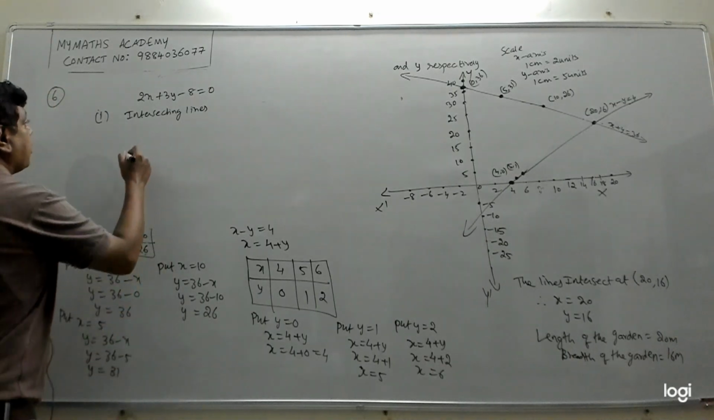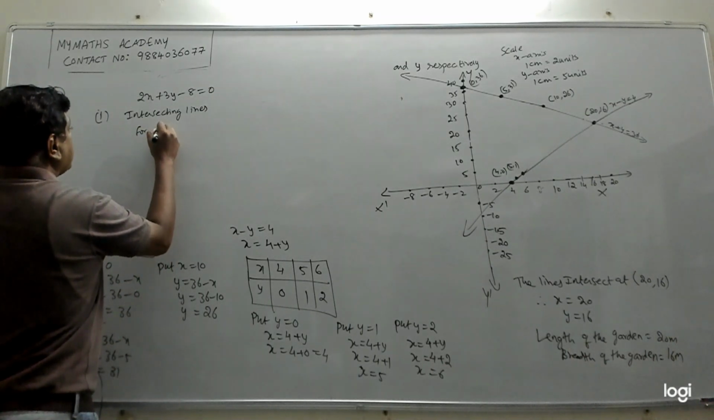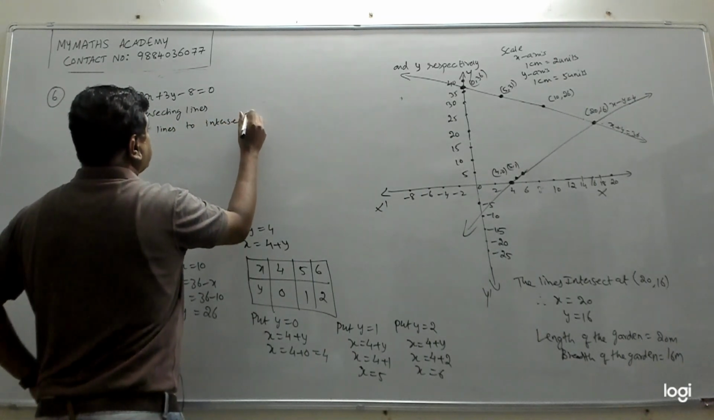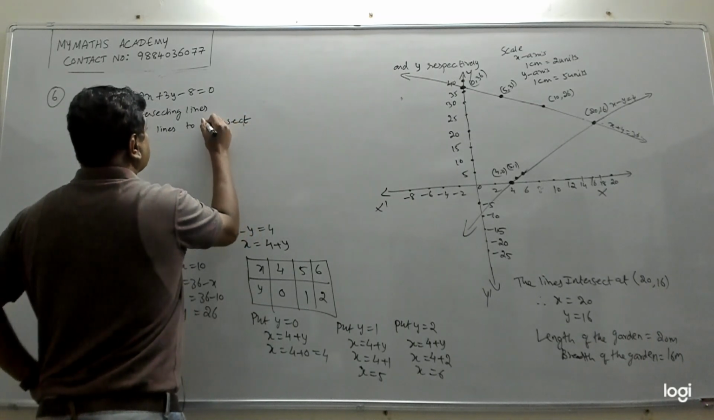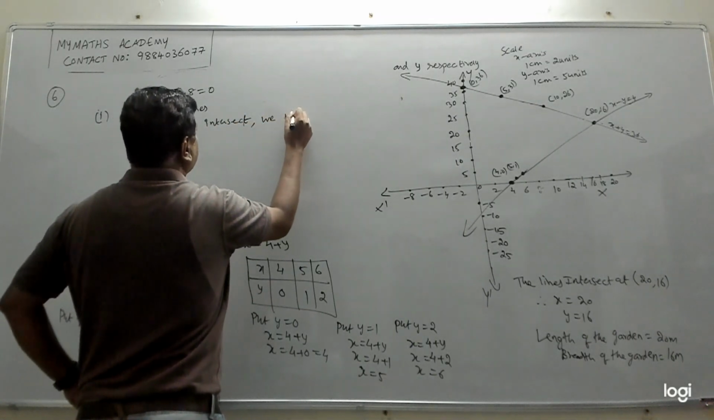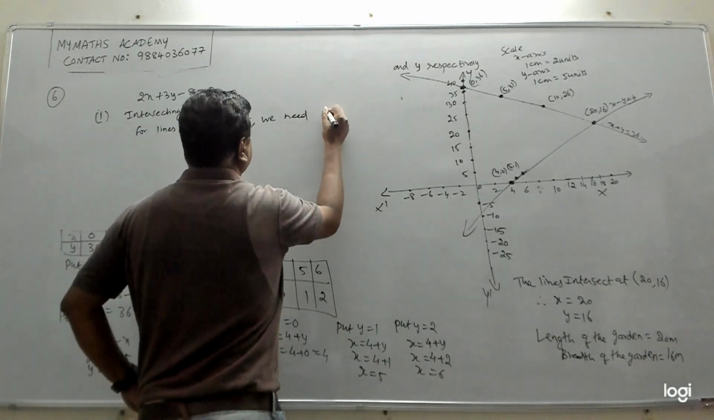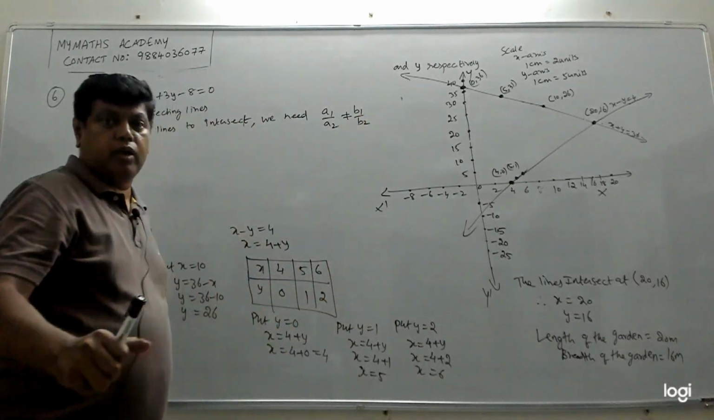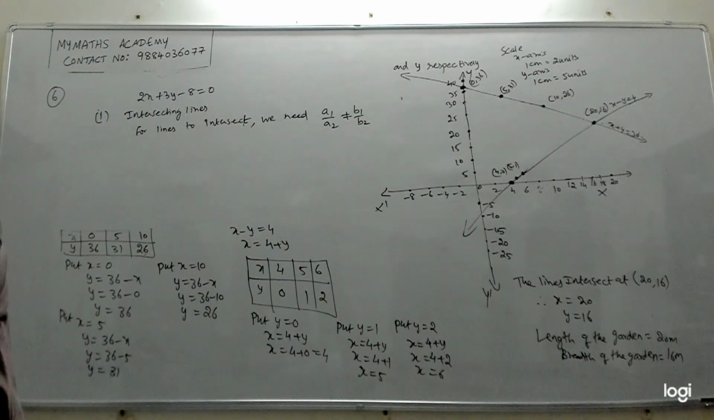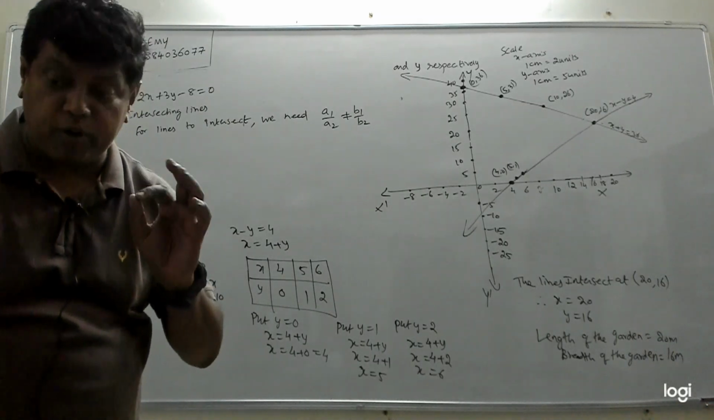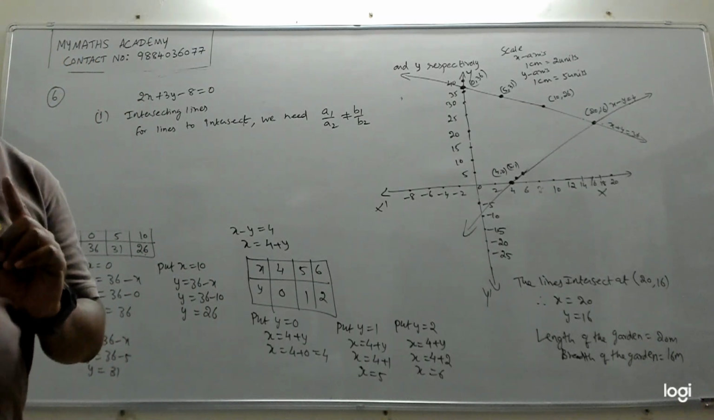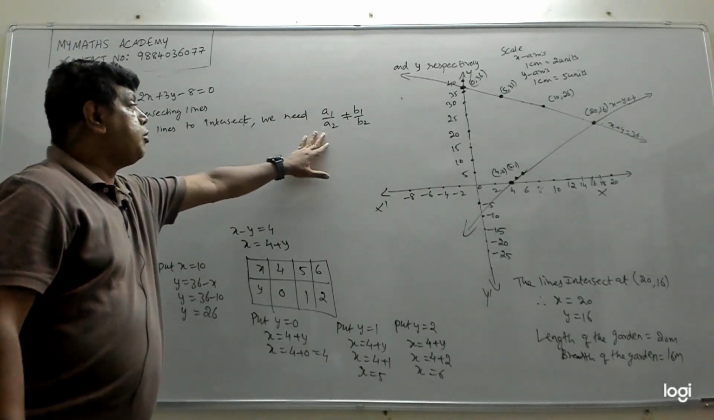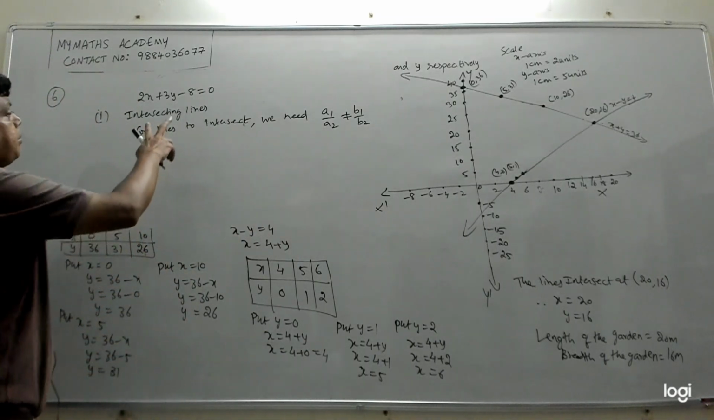We know, for lines to intersect, we need the condition: A1 by A2 should not be equal to B1 by B2. Please refer to your table 3.4 on page number 46. The condition for the lines to intersect: compare the ratio, check the column, which says A1 by A2 not equal to B1 by B2. So this means the lines will be intersecting.